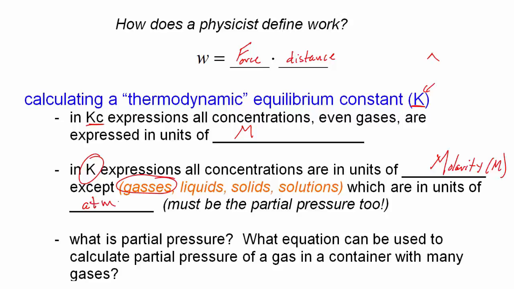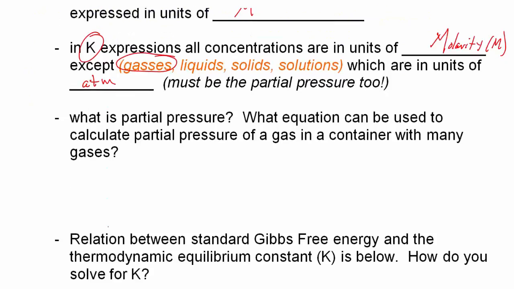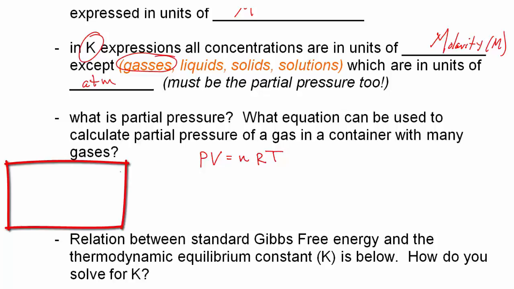And they must be the partial pressure, too. What's a partial pressure? What equation can be used to calculate partial pressure of a gas in a container with many gases? Remember the ideal gas law? PV equals nRT.